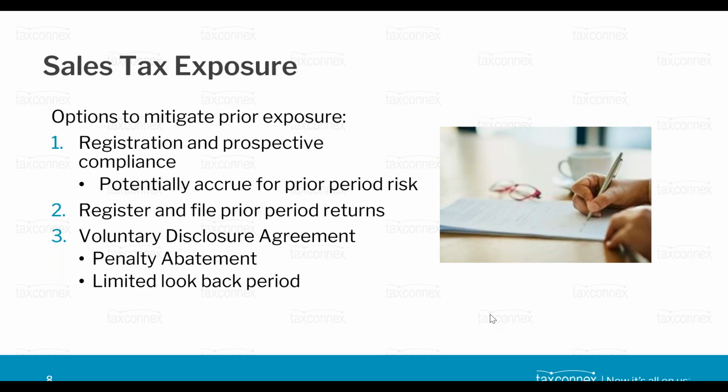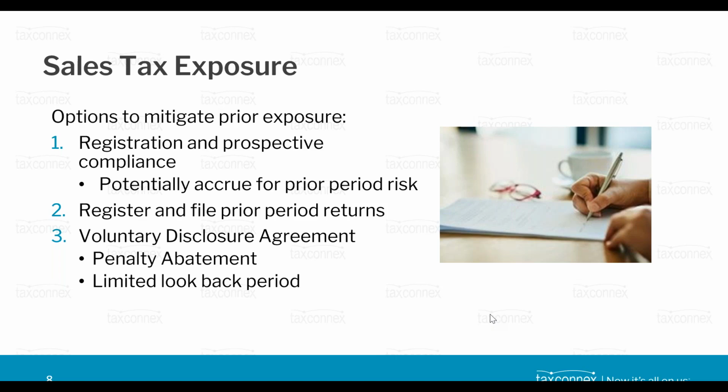The other key component and value of a voluntary disclosure is usually you're going to get abatement of the penalties. And I say usually, you will get abatement of the penalties unless, in some states, if you've collected tax and failed to remit it, they may impose a small penalty on those amounts that were collected and not remitted. And lastly, under the voluntary disclosure agreement, you will have an interest component. The states all have different interest rates, but there will be an interest component that you have to pay.